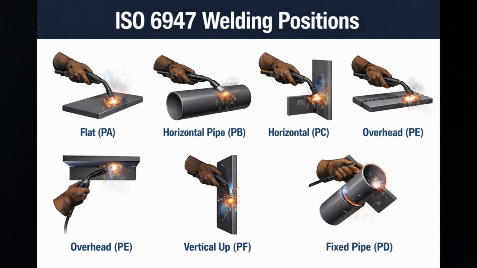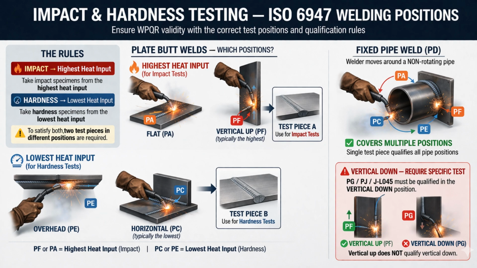When impact and hardness requirements do apply, a single test piece in one position cannot cover all positions. This is because heat input varies with position. Vertical up welding typically produces higher heat input than horizontal, which affects toughness and hardness results differently. The rules are: impact test specimens shall be taken from the weld in the highest heat input position. Hardness test specimens shall be taken from the weld in the lowest heat input position. To satisfy both simultaneously, two test pieces in different welding positions are required.